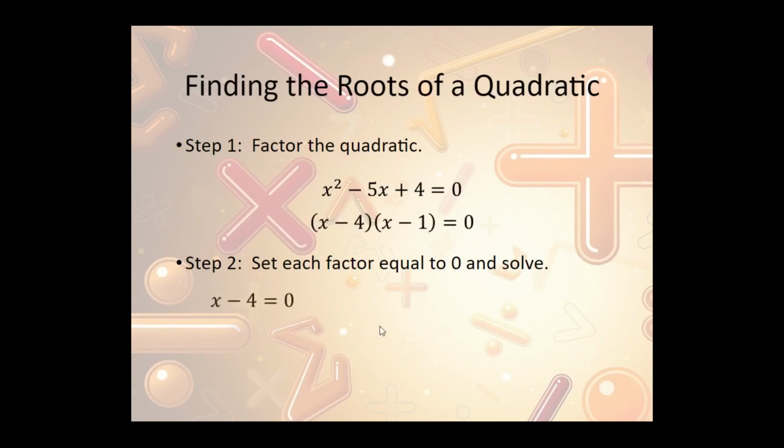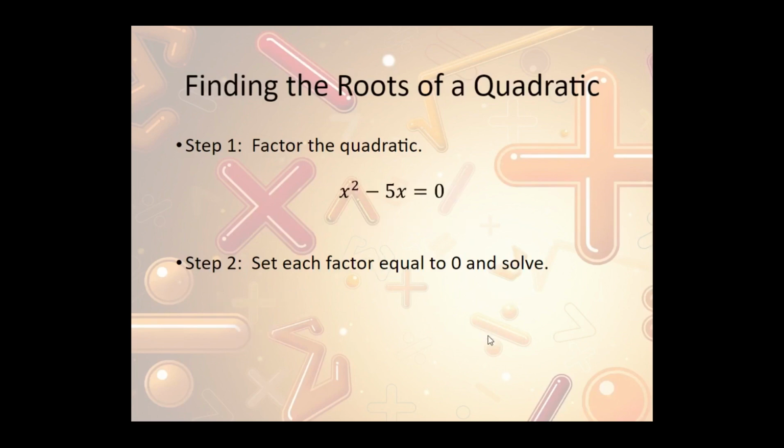Now we take each of those parts and set them equal to 0. So x minus 4 is equal to 0, and x minus 1 is equal to 0. Now we just solve for x. We add 4 to both sides, and we get x equals 4. We add 1 to both sides, and we get x equals 1. So the zeros, or the roots, or the x-intercepts, whatever you want to call them, for this equation are x equals 4 and x equals 1.